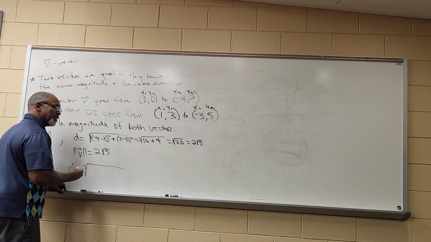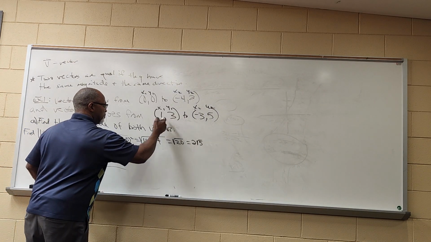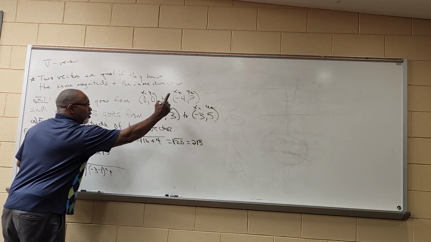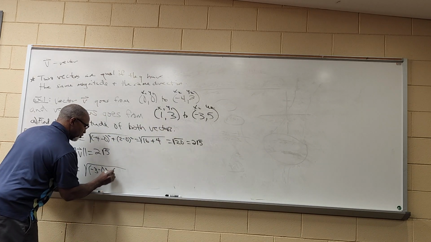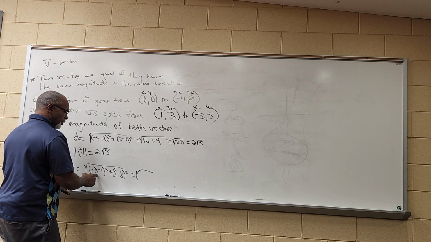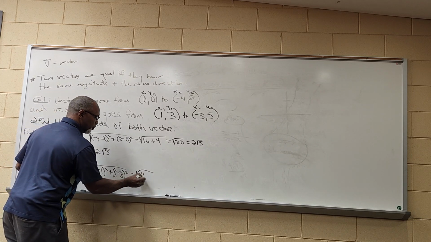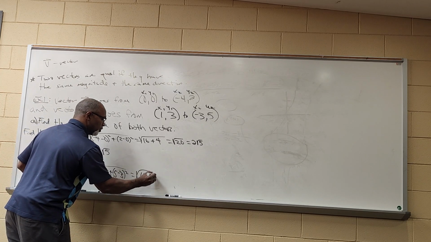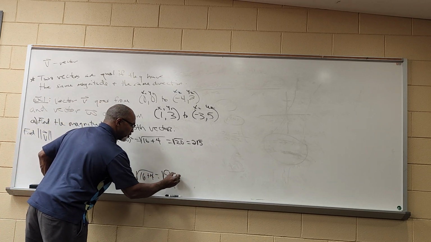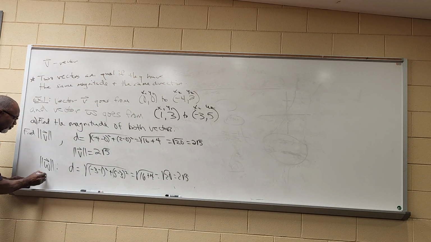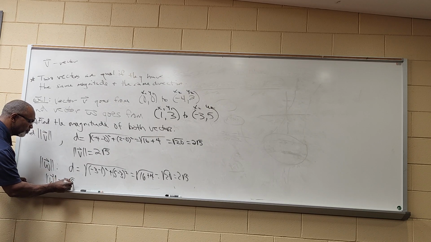Distance would be the square root of (x2 minus x1), negative 3 minus 1 squared, plus (y2 minus y1) squared, so 5 minus 3 squared. That's negative 4 squared, which is 16. This is 5 minus 3, or 2 squared, which is 4. I still get the square root of 20, which is still 2 square root of 5. So we just found out that the length of W is 2 square root of 5.